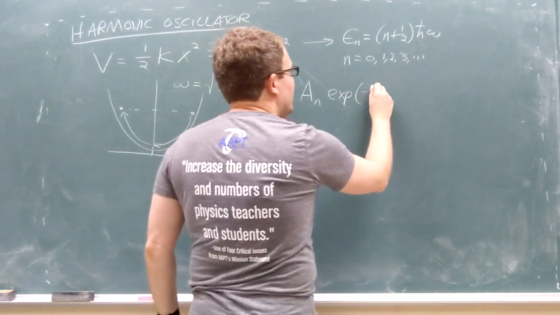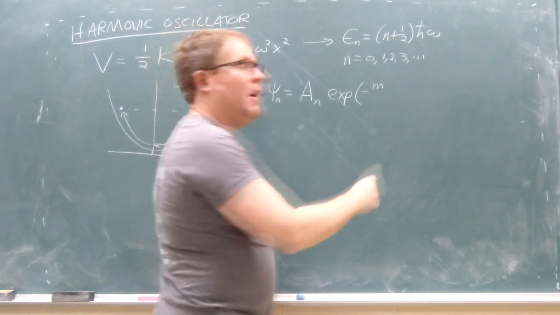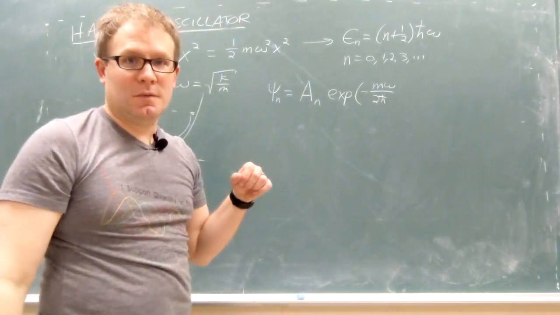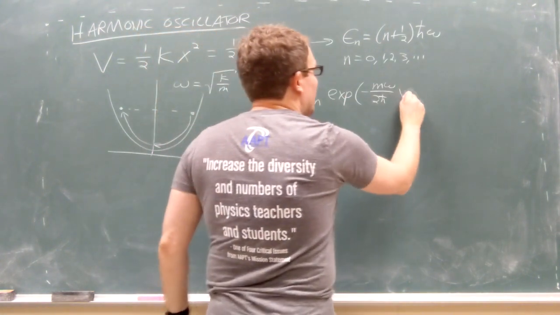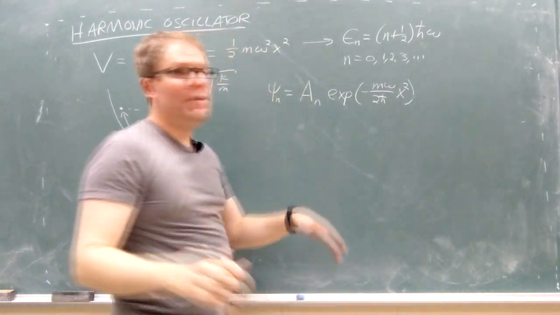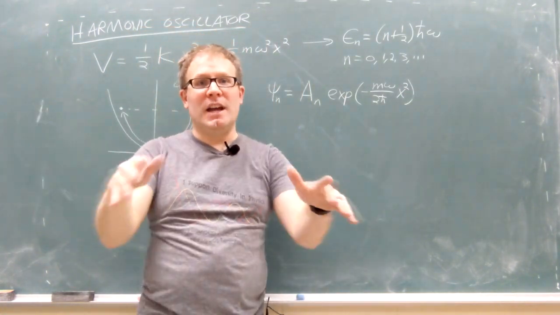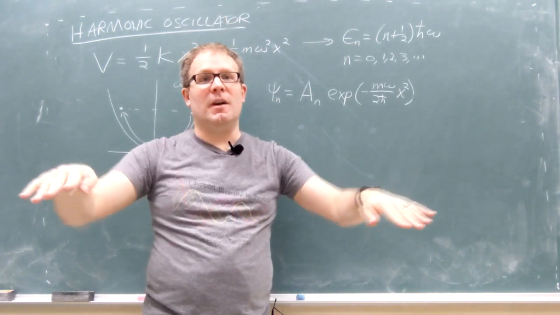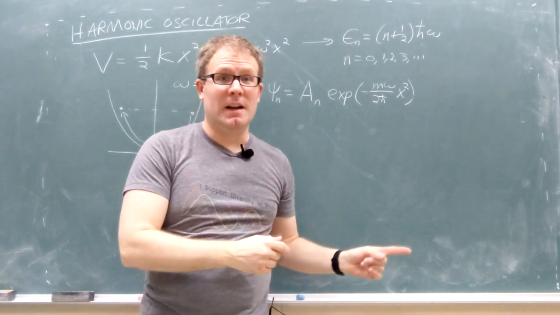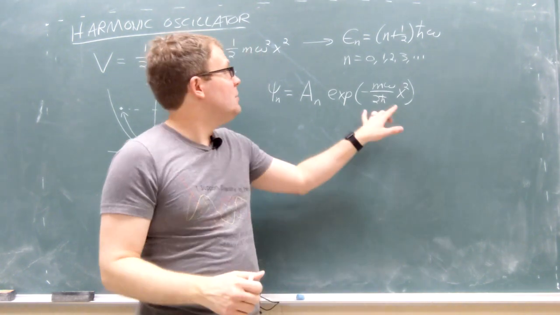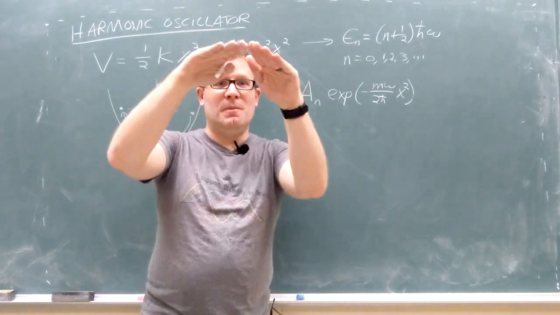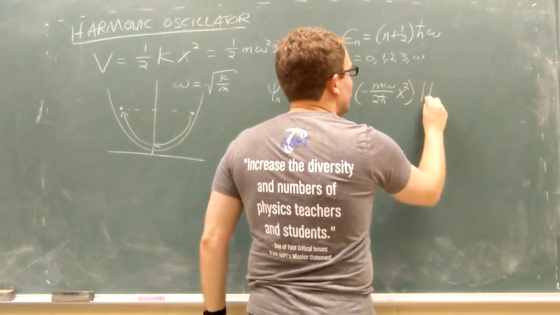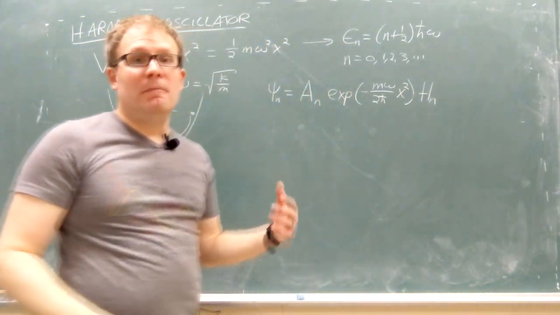You put in a negative m omega over 2 h bar, right? All constants we've seen before. Then times x squared. So this whole thing has an overall shape of a Gaussian, right, of e to the negative x squared. That's the overall shape. It's about to get modified. But as you work with these things, just remember they've got an overall kind of envelope of this e to the negative x squared. The next part is a function called a Hermite polynomial.